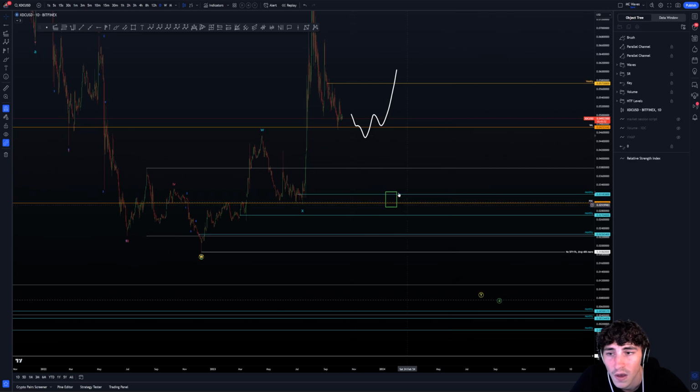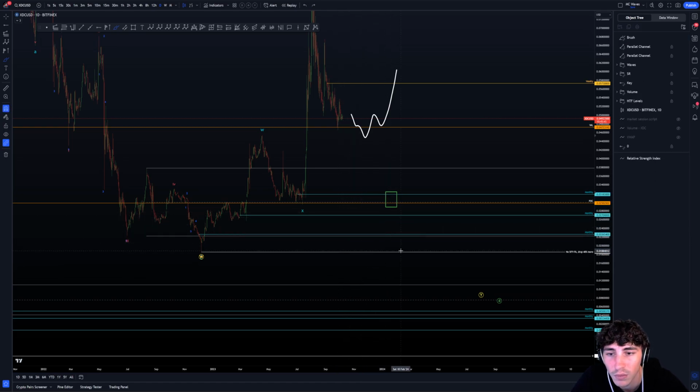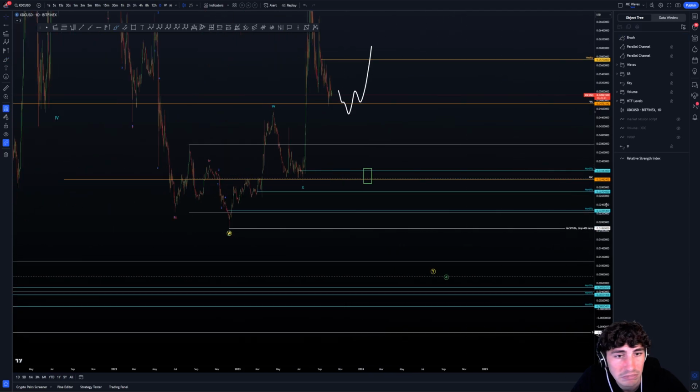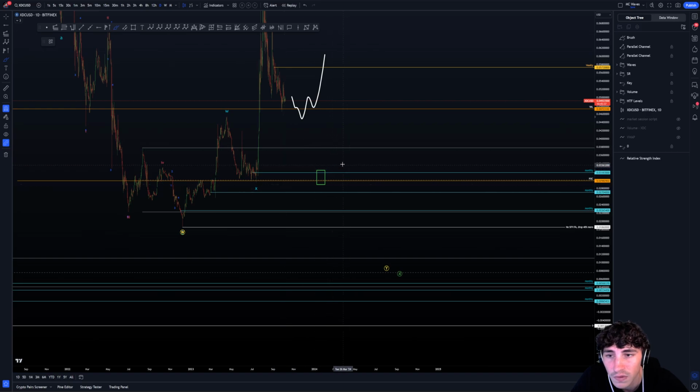Okay, and if we start breaking this here, yes, it is possible again to bounce from here, but I'm going to look more likely here for a new low. Okay, that's it really. Not necessarily expecting a new low if we start breaking this, but I'm not really interested in a trade.